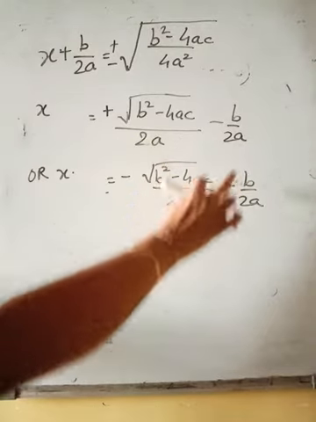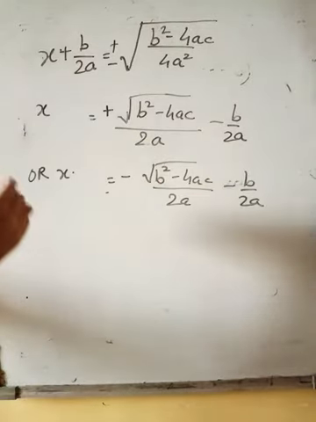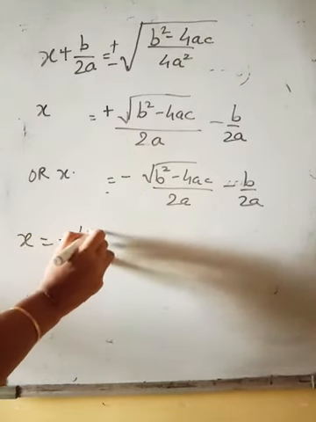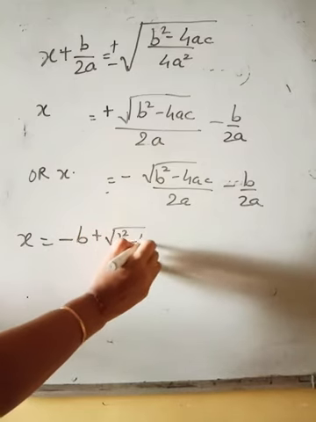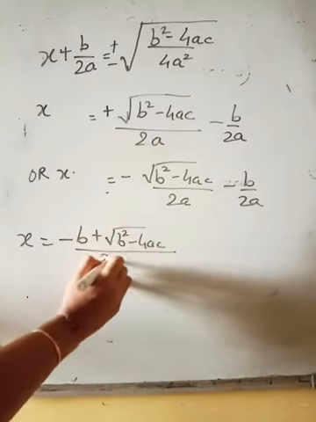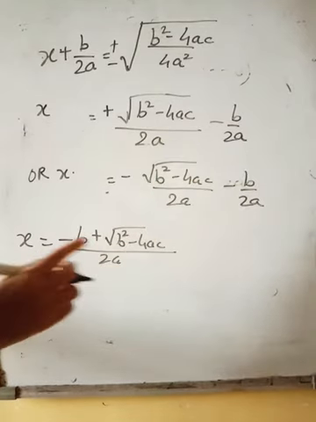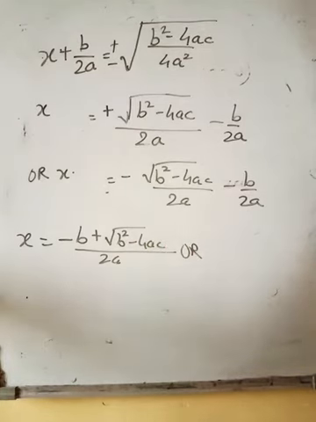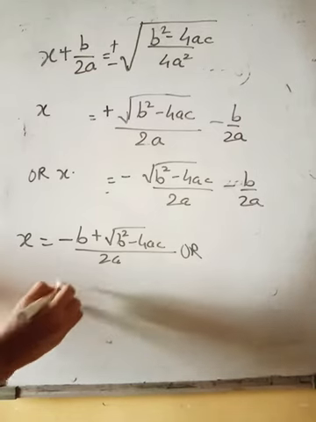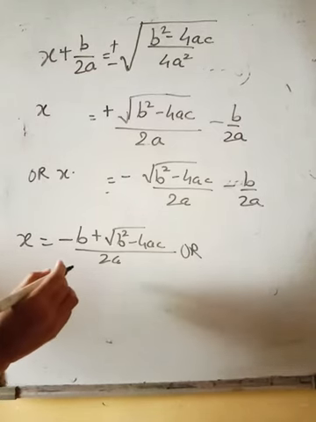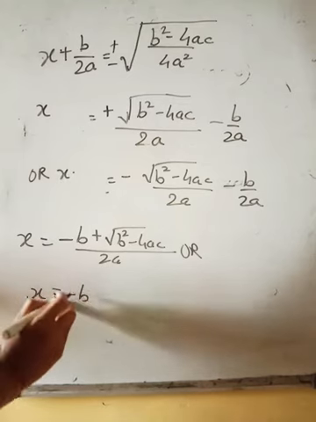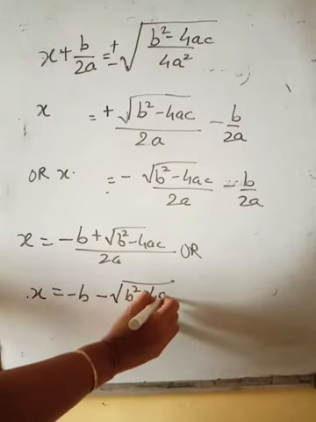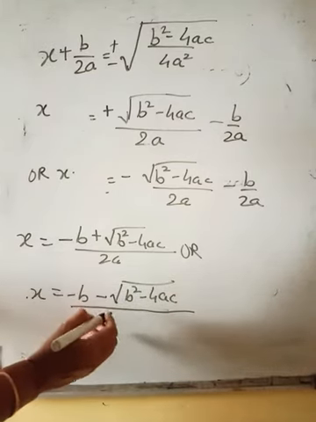Now 2a is in the denominator of both, so I can take the LCM. So what x will become, x is equal to, I write this first. So minus b plus square root of b square minus 4ac the whole upon 2a. Upon 2a for this, upon 2a for this, two, whole upon 2a. And there will come plus minus, and x is equal to minus b, this minus b is already there. And now here this is minus sign, minus square root of b square minus 4ac the whole upon 2a.